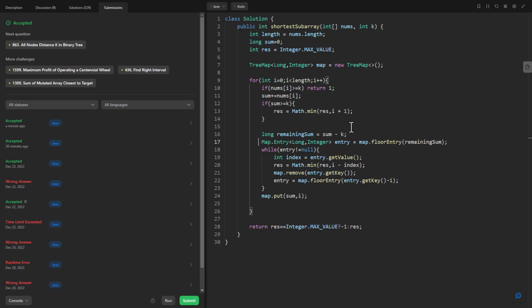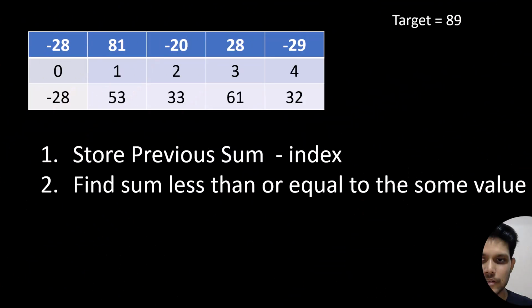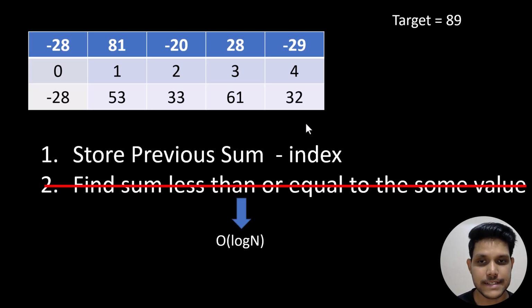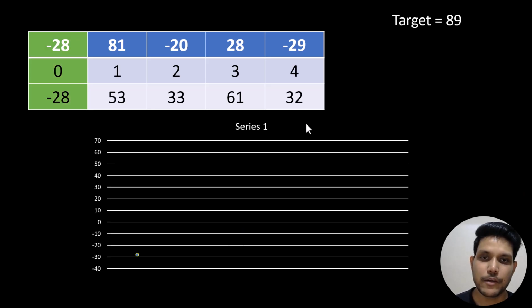So let's again go back to our sketchpad wherein we were discussing how we can approach further. Let's start from where we left off. In the previous approach, we had two steps. We were storing the previous sum in the index, and in the second step, we were finding the sum which is less than or equal to some value. As we discussed, step 2, which is finding the sum which is less than or equal to some value, has a time complexity of log n, and we need to eliminate this particular step so that we can bring down the complexity to O of n. Let's take a different approach here.